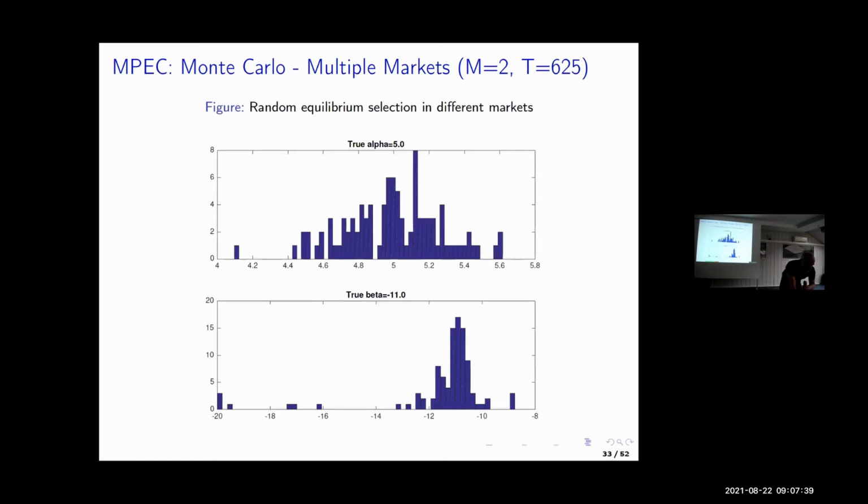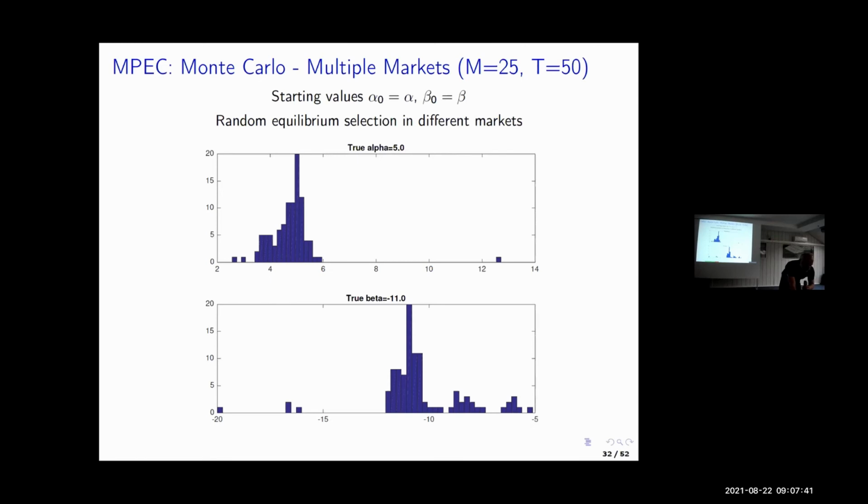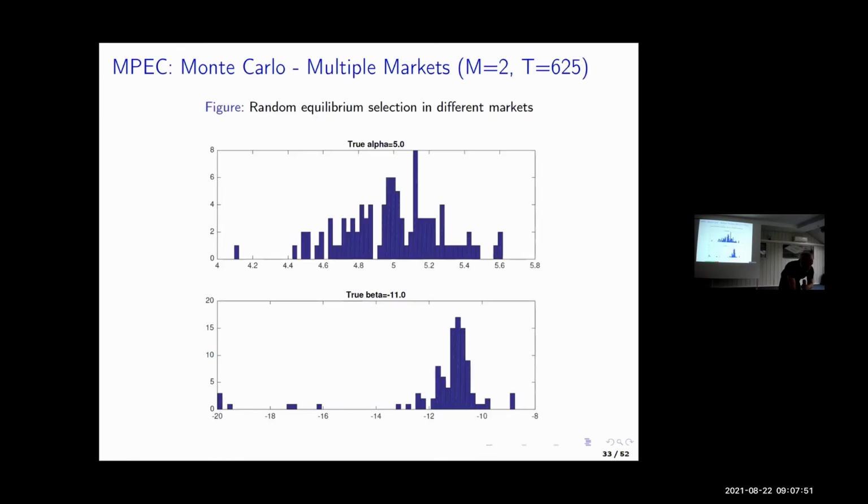Okay, so now let's go. This is the case where you have a small amount of markets and a lot of observations, or 50 observations for each market. Now, if you have fewer markets and more data, well, you have more precision to estimate each of these equilibrium selection rules, and it's going to get you closer.